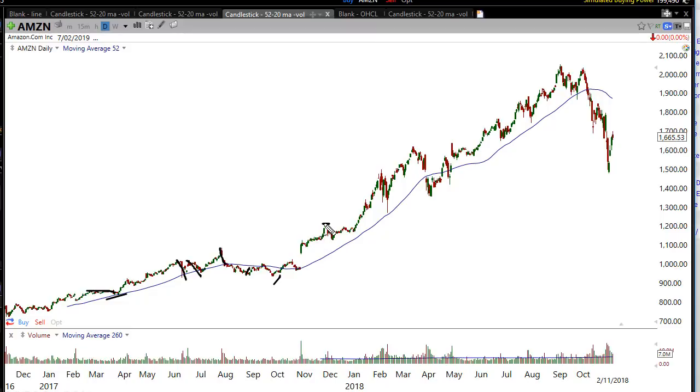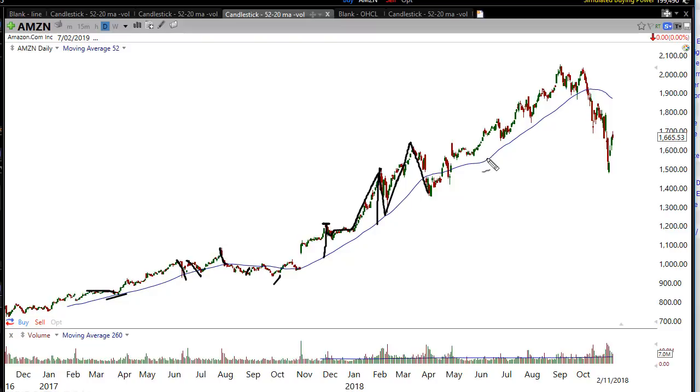And then as you can see, when we started to get up here, look at the distance from there to there. It got pretty far away, didn't it? So what ended up happening is it either got a pullback to the 52, or it just goes sideways to let time catch up, and then we can start our move up again. It ran up again, and then we got distance from the 52 again, and then we had a pullback to the 52, and then we went for another run, and then we had a pullback to the 52.